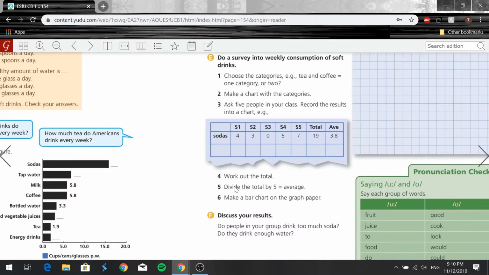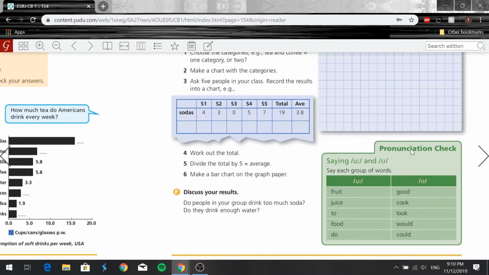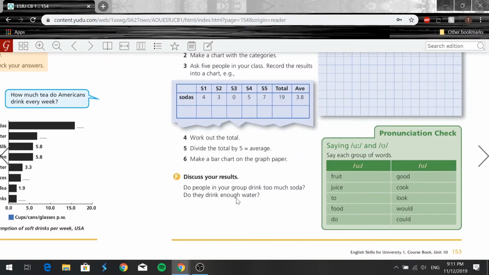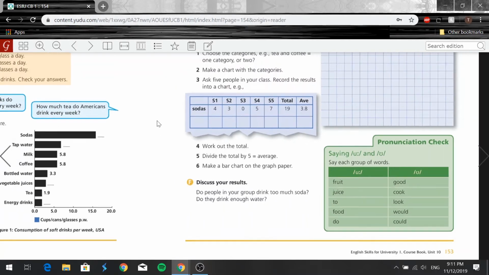Okay. Now, before we move on, you guys remember the same pronunciation check, saying fruit as in oo and o, right? So fruit, juice, to, food, and do. And then we have good, cook, look, would, and could. Okay? And before we move on, please discuss your results with the group. Do people in your group drink too much soda, or do they drink enough water, or do they have that healthy balance for both? Okay? So that was speaking, you guys.